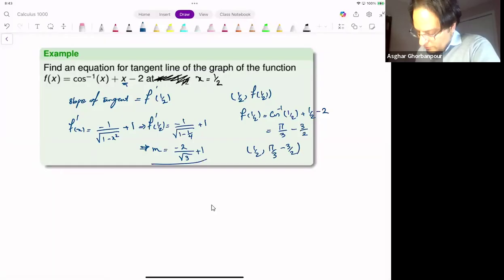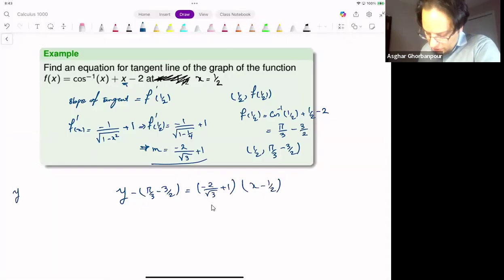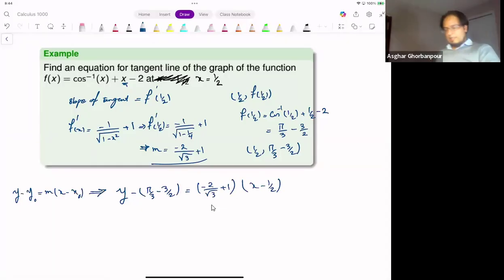This is the slope, so it is going to be y minus the quantity pi over 3 minus 3 over 2, equals m, which is negative 2 over root 3 plus 1, times x minus x0. So this is the general form. Any questions? Any comments for me there?